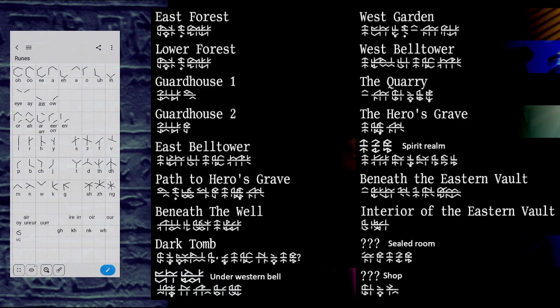I must be reading this incorrectly. It has to be forgotten. Why is it forgotten? Or no, I see my mistake. It's just a small writing. I couldn't see one of the strokes. Look, a secret space they have forgotten. What does this one say? Interior of the Eastern Vault.